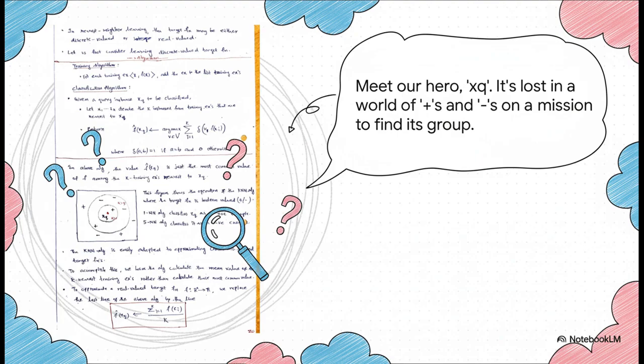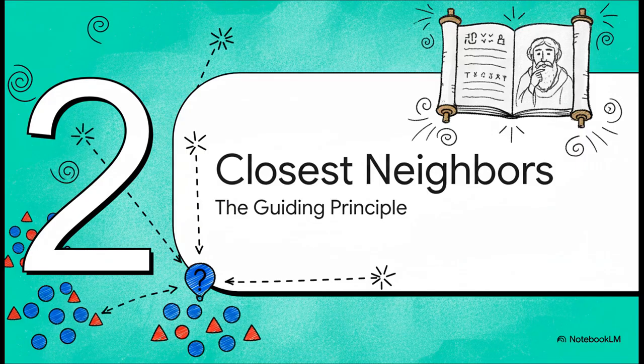So here's our hero. We're gonna call it XQ. And as you can see, XQ is totally lost, surrounded by all these other points that already have a label. They're either a plus or a minus. And our hero is asking just one simple question. Who am I? Am I a plus or am I a minus? So how in the world can our little data point figure this out?